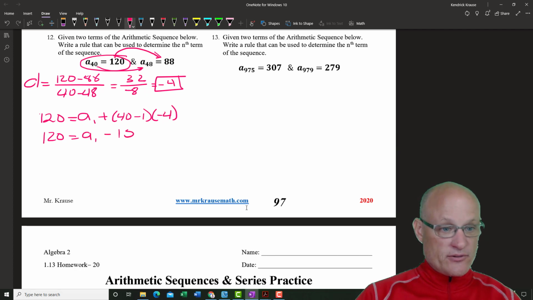But negative 156, we're going to add 156 over. And what does that give us? 276 equals a sub 1. That just does not seem right. I don't know if I did my math right, but we're going to find out in a minute.